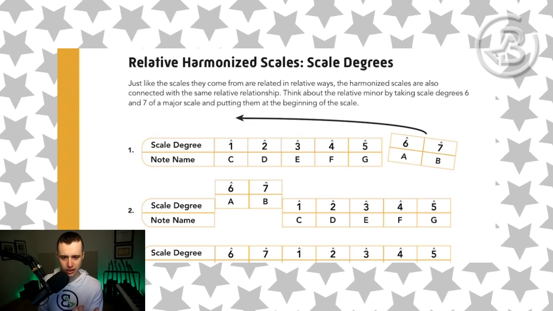And then, as part of the review, here's another way of visualizing the relationship between the relative major and the relative minor keys. So we have C, D, E, F, G, A, B. That's going to be scale degree 1 through 7 in a C major scale. We're going to break scale degree 6 and scale degree 7 off the back, and we're going to throw them in on the front.